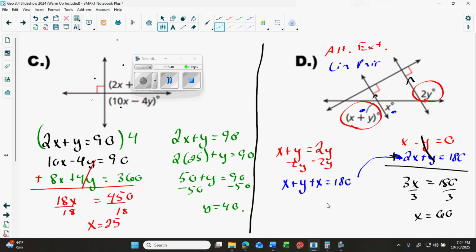All right. And then coming back in, let's do x minus y equals 0. So we got 60 minus y equals 0. Negative y equals negative 60. So y equals 60. So both x and y here are 60. Very good. All right, that was a tricky one.